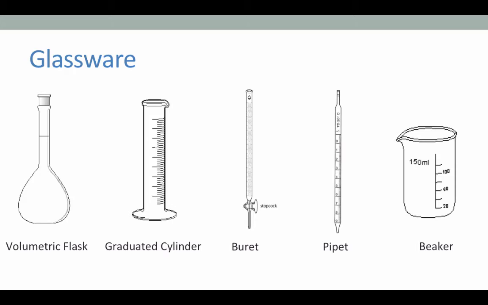There are 5 types of glassware that you will need to become familiar with for the Chem 1A laboratory. This includes the beaker, which you are probably already familiar with, the pipette, the burette, which you may have used before in your high school or other undergraduate chemistry classes, the graduated cylinder, another fairly common piece of equipment, and the volumetric flask.